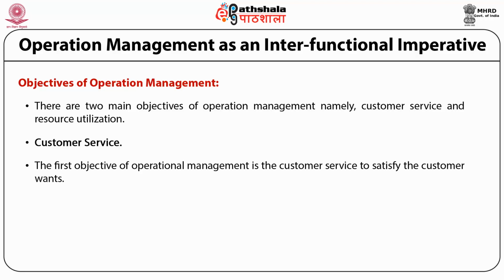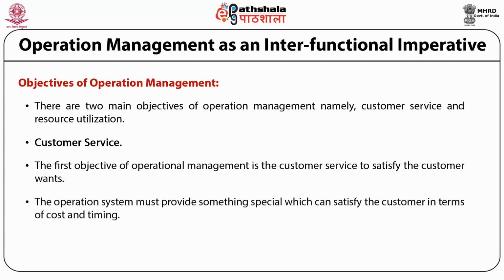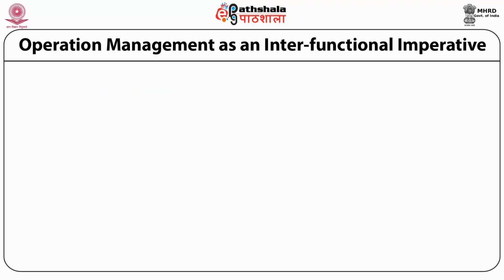Under this objective, the operation management tends to identify the customer needs and will try to fulfill their needs in the best possible way. The operation system must provide something special which can satisfy the customers in terms of cost and timing. The objective can be achieved by providing the right thing at the right place at the right time.